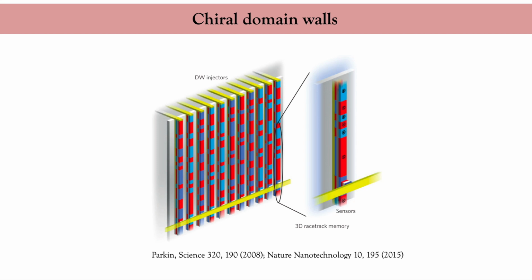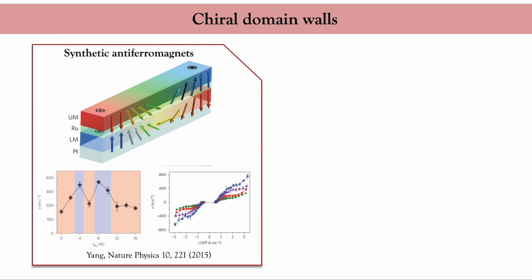The main motivation for these studies is the development of the racetrack memory device proposed by Stuart Parkin in 2008. The centerpiece of this device is a magnetic track on which the domain walls sit and can be manipulated by a current. Important efforts have been paid to optimize the current-driven domain wall motion in perpendicular magnetized wires, such as the one we have seen in the previous slides.